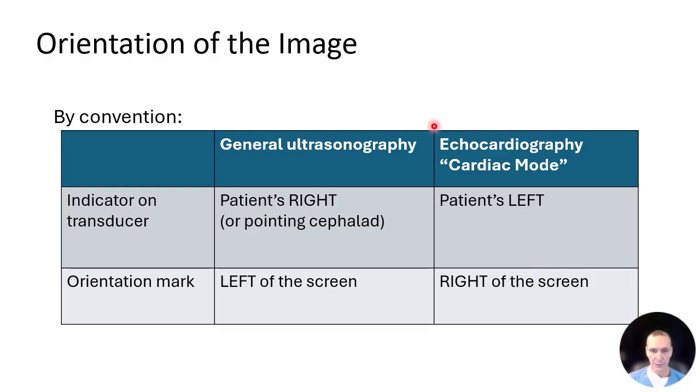Now, cardiologists do it a little differently, and formal echoes do it a little differently. I don't want to confuse anybody because we're going to start just doing general. However, there are some advantages to choosing cardiac mode. When you put the machine in cardiac mode, a little indicator will go to the right side of the screen. To scan those patients, generally the indicator is towards the patient's left, and the orientation mark is on the right side of the screen. That will make more sense when we go over it, but I do want to highlight that cardiology mode and general ultrasonography mode are different.